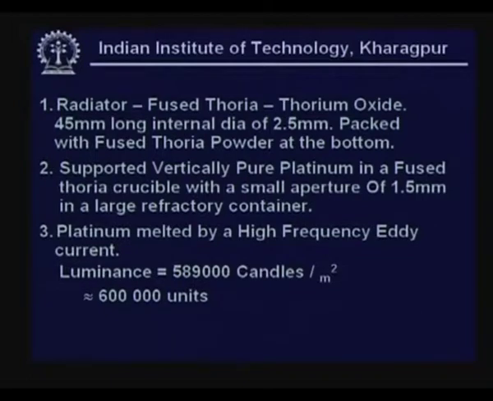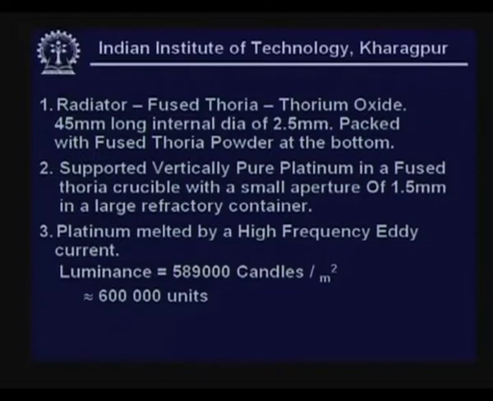So, this aperture is packed with fused thoria at the bottom. This is supported, obviously this is a powder packed, so it has to be put in a container. It was put in a container consisting of a fused thoria crucible, which had a 1.5 mm aperture, and all this had to be kept in a good thermally insulated environment, and this is possible by keeping it in a large refractory container.